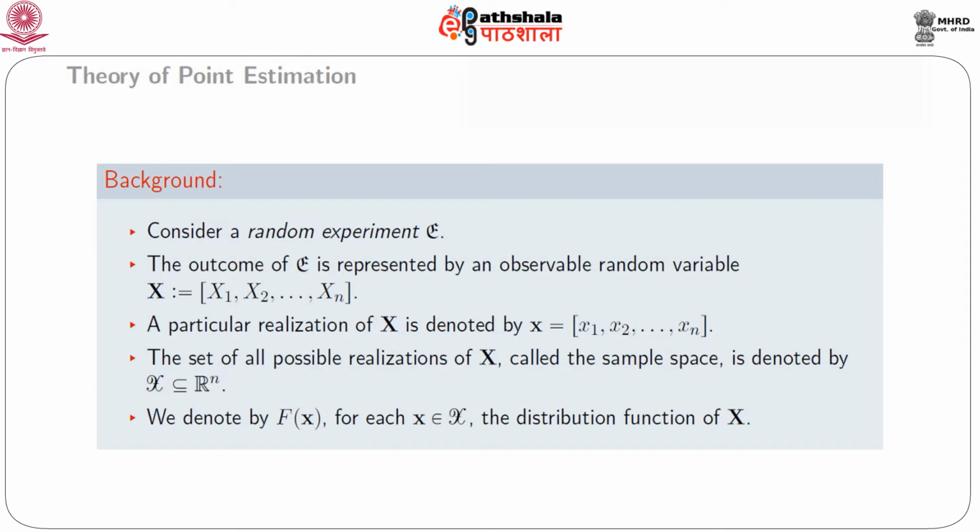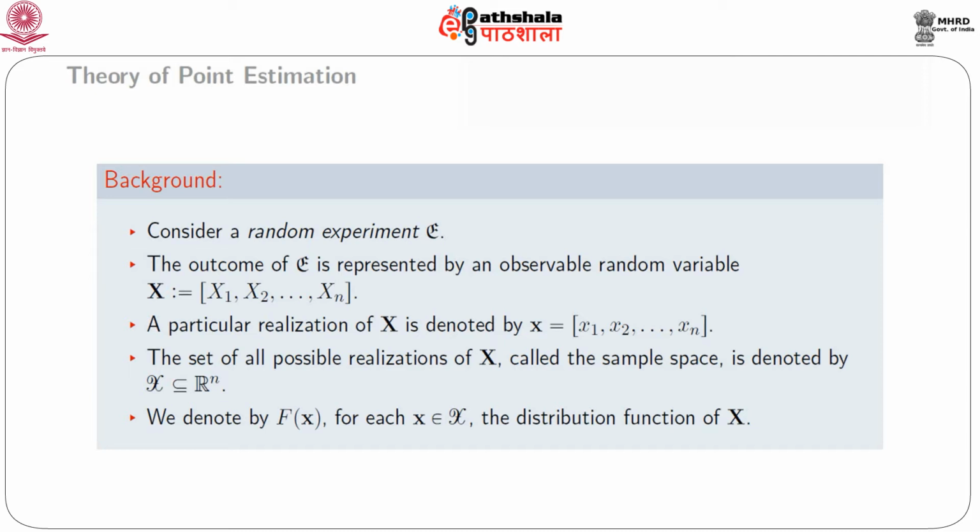Let us consider a random experiment E. The outcome of the random experiment E is represented by an observable random variable, say X = (X1, X2, up to Xn). Here X is a vector with n elements X1, X2, Xn. A particular realization of the vector X is denoted by small x, which equals (x1, x2, up to xn).